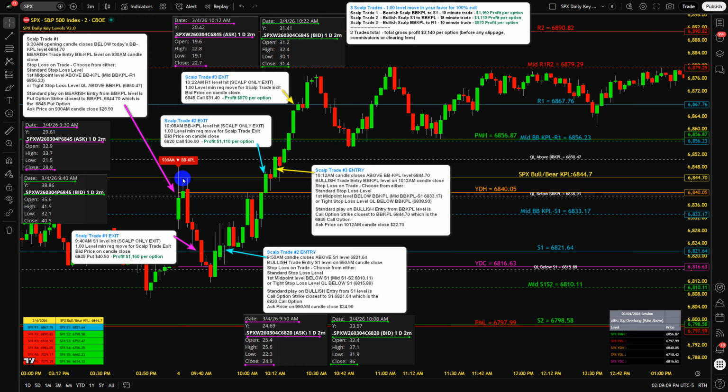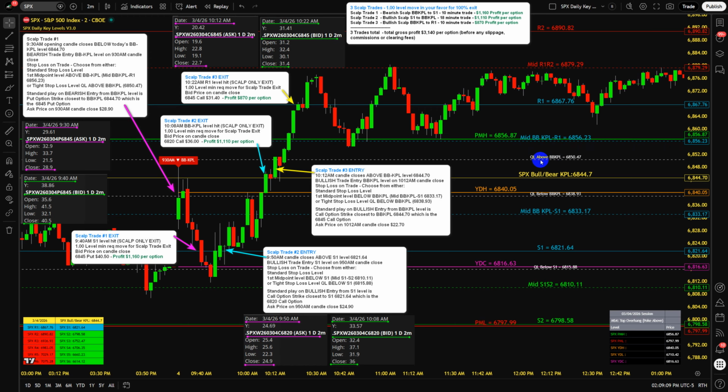Now your stop loss on this bearish trade, you have two choices, either the QL above, the level you're taking the trade off of, the bull bear KPL, that's your tight stop loss on this bearish trade, or your standard stop loss is the midpoint level above the bull bear key price level, the mid BBKPL R1. So that's trader's choice whether you prefer to take the standard or the tight stop loss on this trade.